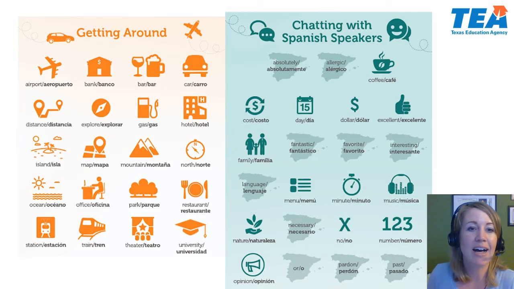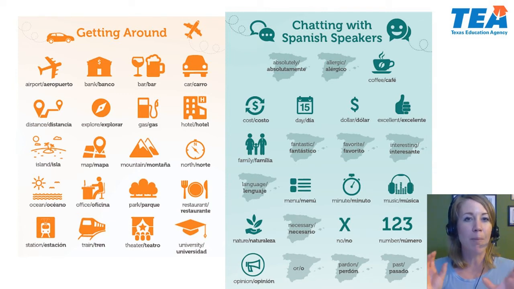Here are some examples of cognates between English and Spanish. So these are words that sound about the same and mean the same thing between the two languages. Excuse my Spanish accent, or my American accent on my Spanish, but we have car, and then in Spanish we have carro. Right?